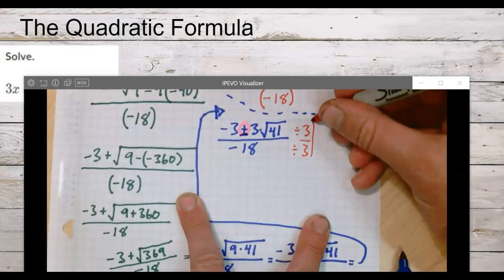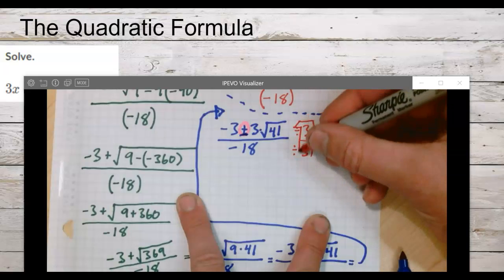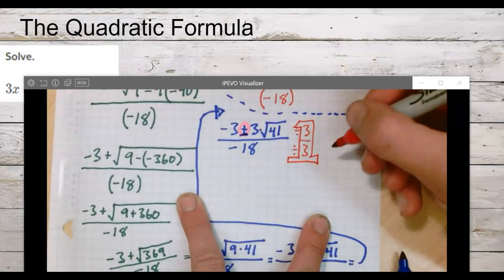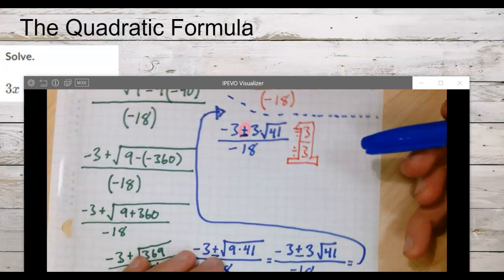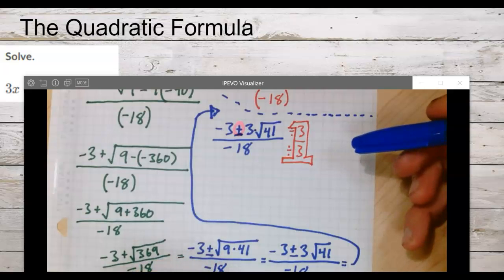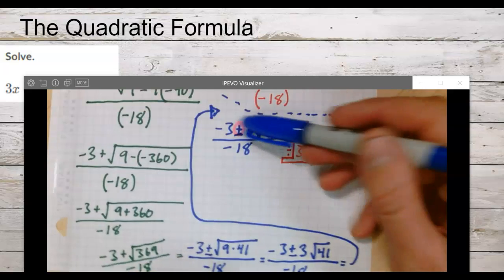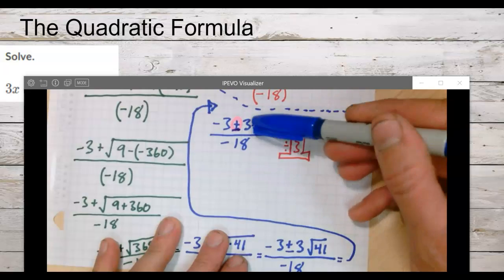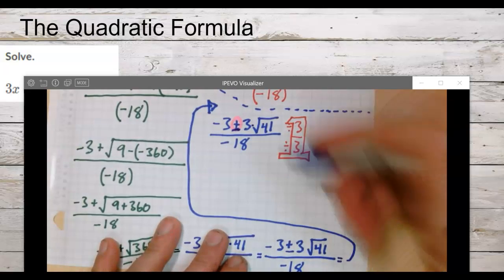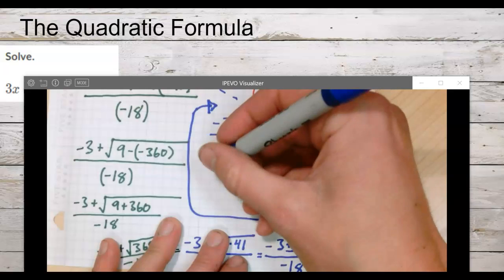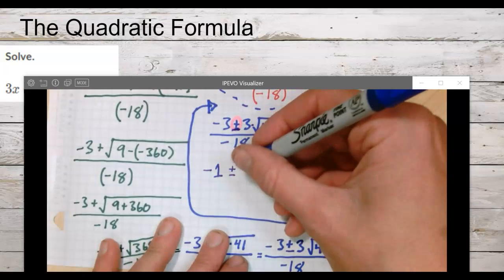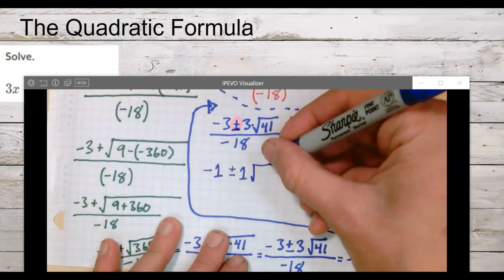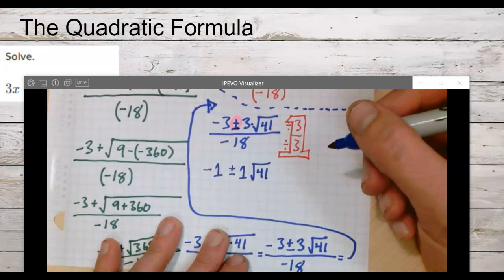You know it. You love it. It's the giant one. Dividing by 1 or multiplying by 1 does nothing, right? It just changes numbers. So if we want to reduce this, we see that 3 and 18 share common factors of 3. So reduce by 3. That'll become negative 1 plus or minus 1, the radical 41, nothing happens with.